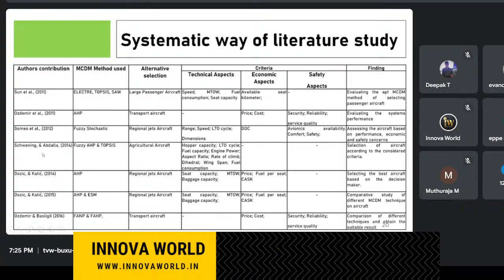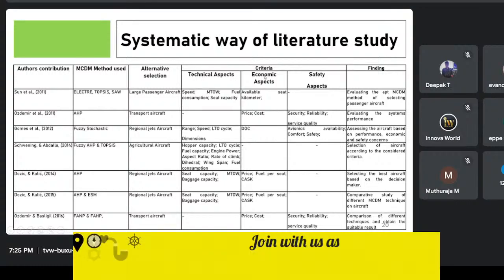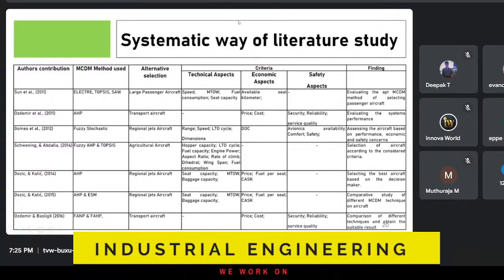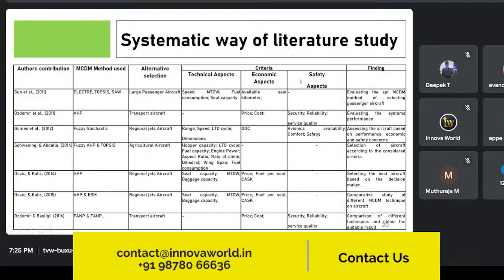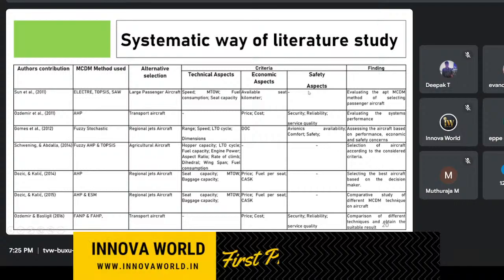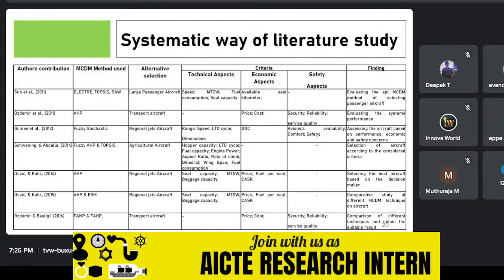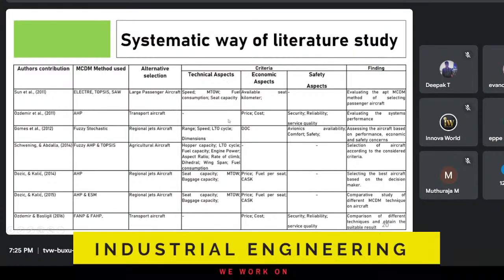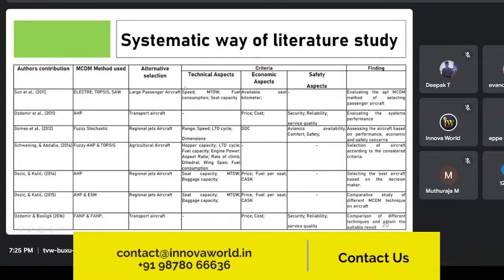Now this particular list of authors have worked on different aspects: technical, economic. Based on your work, you have to segregate it. Whether you want a technical aspect, an economical aspect, or a safety aspect, these kinds of aspects can be listed in different segments. This is up to your research objective. If you want other variants like profit, or other reliability factors, those things can be added. So based on your objective, you can create segregations of your literature part.